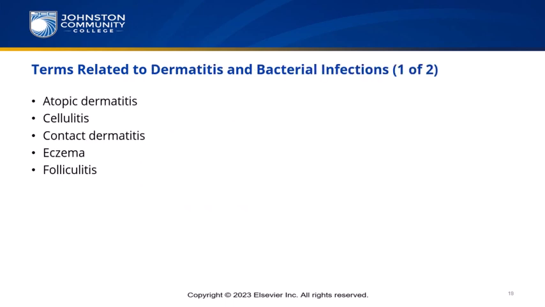Now let's review some terms related to dermatitis and bacterial infections. Atopic dermatitis is a chronic pruritic superficial inflammation of the skin that usually occurs in families that have a history of allergic disorders. Remember, pruritic means that it's pus forming. Cellulitis is a bacterial inflammation that is diffuse, spreading, and occurs within solid tissues.